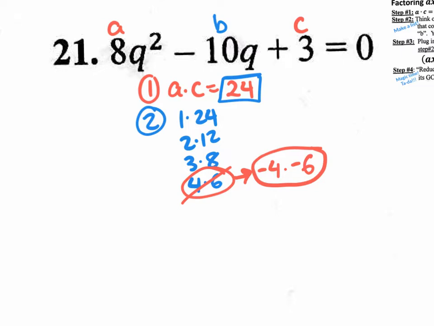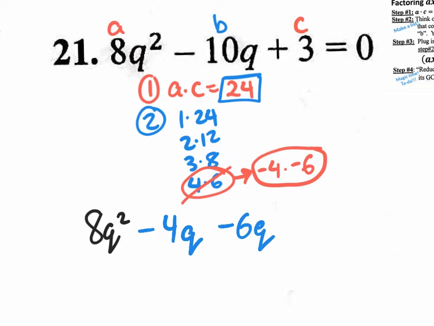So let's rewrite. Factoring by grouping is to rewrite your whole quadratic trinomial. So 8q squared, and instead of the negative 10q, I am going to rewrite it as negative 4q minus 6q. So let's do that. And then the plus 3 is still there. Let's not forget that this is an equation set equal to 0. So I created 4 terms instead of 3 terms.